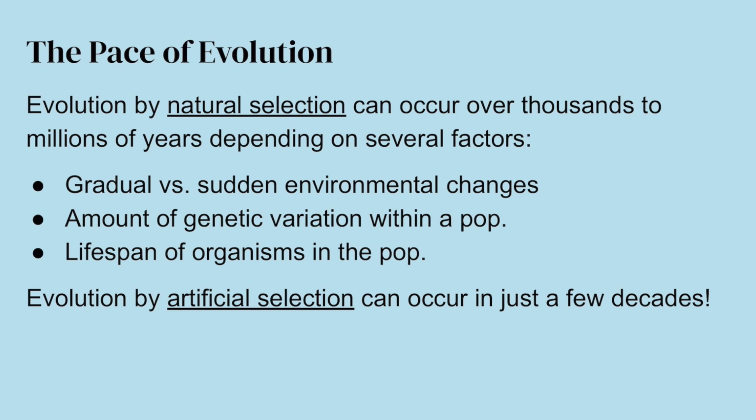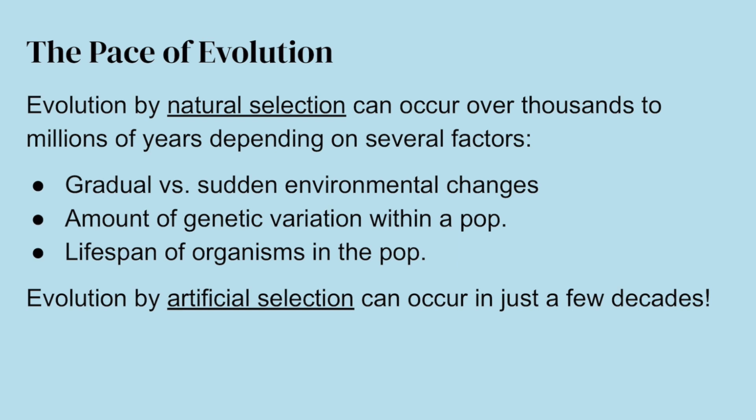The amount of genetic variation within a population will also affect how quickly it can evolve. If there's more genetic variation, it allows for a population to respond quicker to environmental changes. Then finally, the lifespan of organisms within the population has an impact on the speed or pace of evolution, because the more generations that pass, the more potential for mutations to be passed on. So if you have a longer living organism like humans or elephants, we have slower evolution.